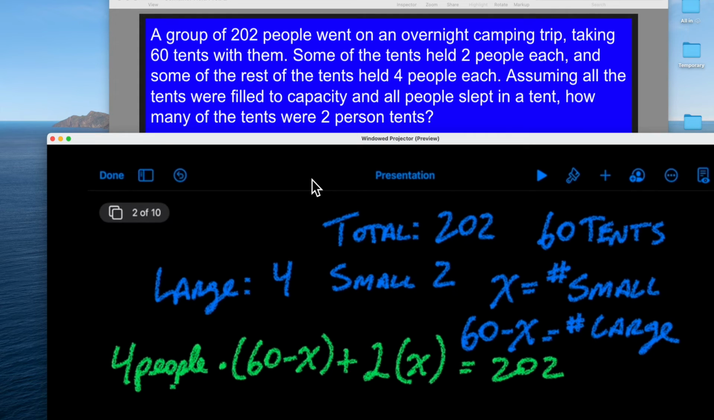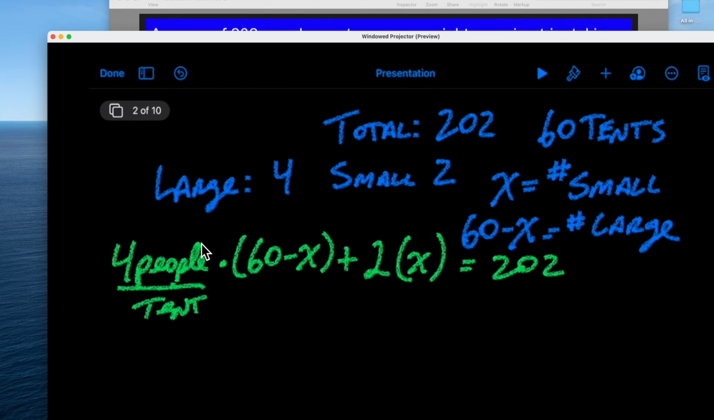So 4 people per tent times the number of tents that are large will give us the number of people contributed by the large tents. 2 people per tent times the number of small tents, the tents units would cancel out, gives us the number of people contributed by the small tents. This is how we're going to solve for X.